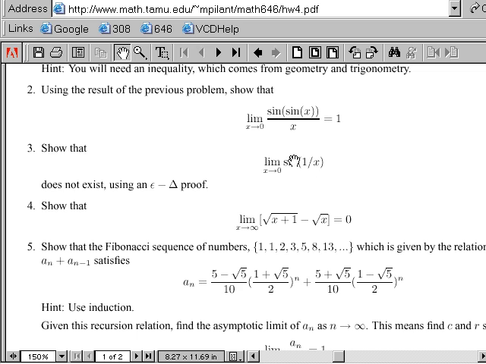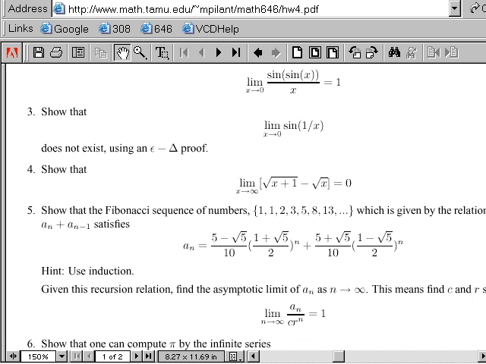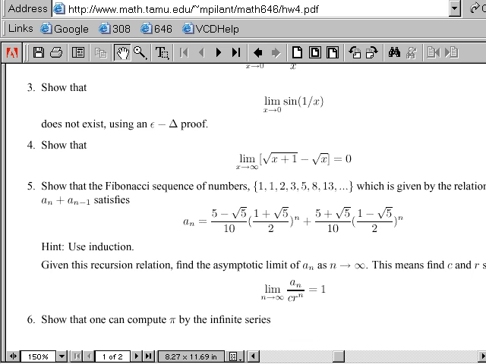In other words, this function varies between minus 1 and 1 arbitrarily close to the origin, and that's what you need to incorporate using an epsilon delta argument to show that the limit does not exist.